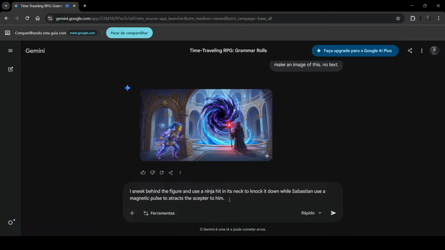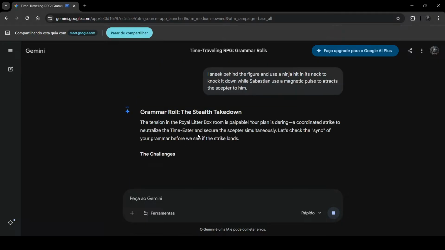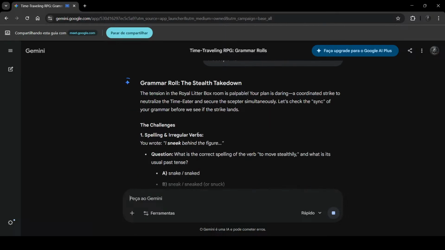I sneak behind the figure and use a ninja hit in its neck to knock it down, while Sebastian used a magnetic pulse to attract the scepter to him. Is there anything you would like to change? I think no. Nope. No, no. Okay. But I will resolve today.